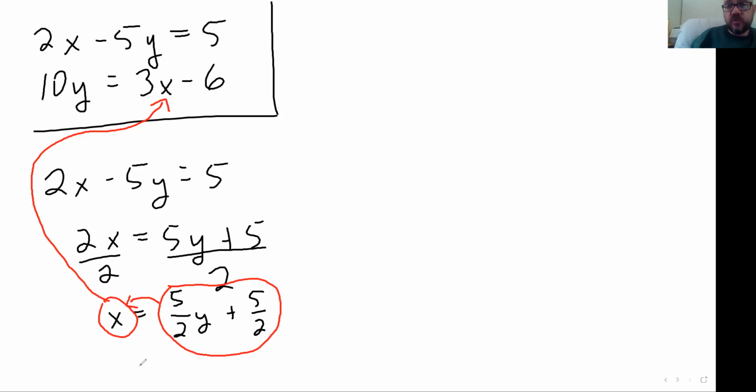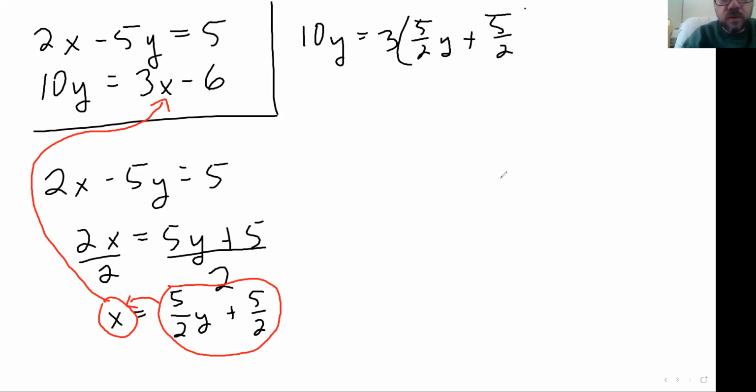So let's do that. So let's go back to black here. What I'm going to get here is this 10y equals 3 times 5/2 y plus 5/2 minus 6. Right, so what I did was I just used this equation right here, and instead of x, I wrote in a thing that is equivalent to x, and we know that because x equals this, right? And so that's what I'm going to use for my x.